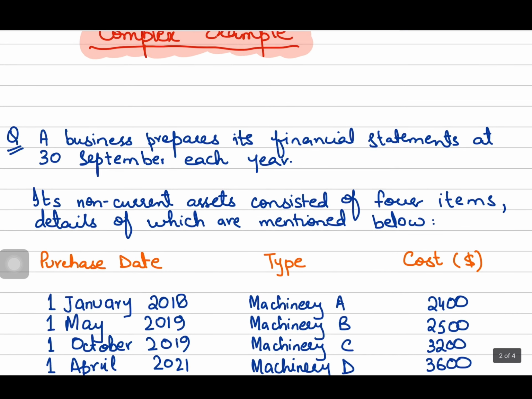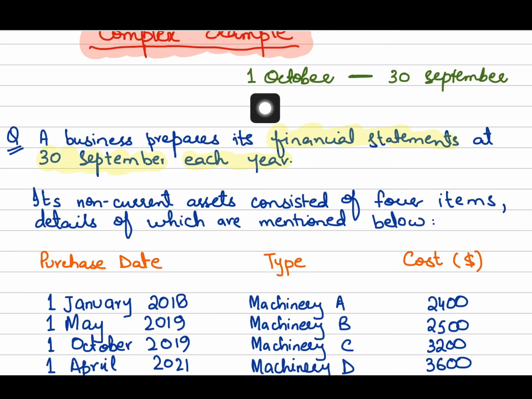The example says a business prepares its financial statements at 30th September each year. So what is the year end? In this example we have the year end at 30th September. So if 30th September is the year end, this means that the year start would be 1st of October. After September, October comes, so that is why the year start is 1st October every year and year end is 30th September.